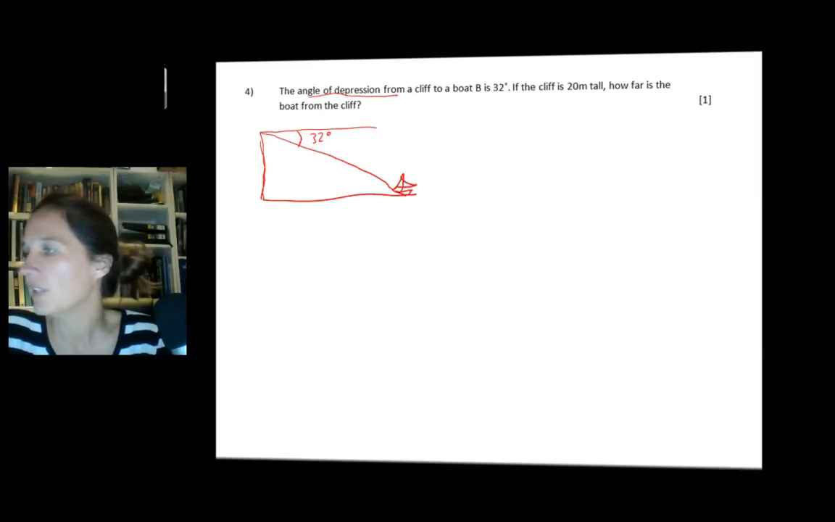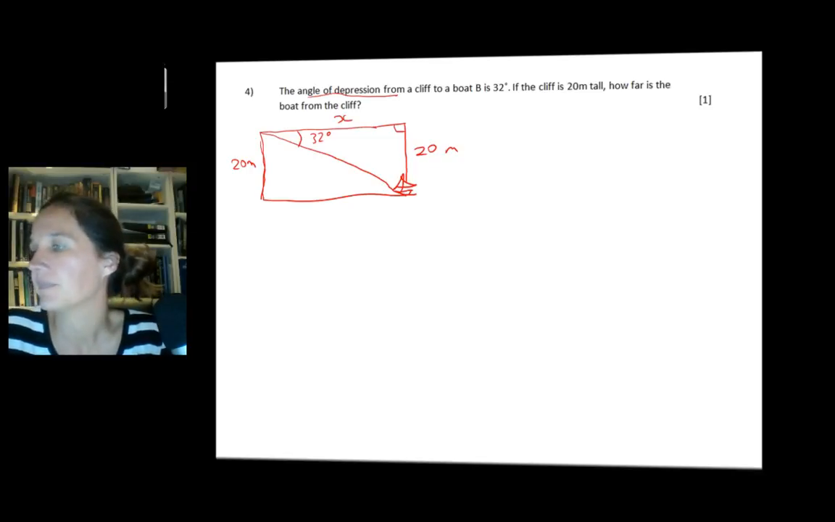So we've got this 32 degrees. We know our cliff is 20 meters tall. We could work out here what this is, but it's easier just to say, well, if that's 20 meters, these are parallel, this is also 20 meters. And we want to find how far the boat is from the cliff, this X here.